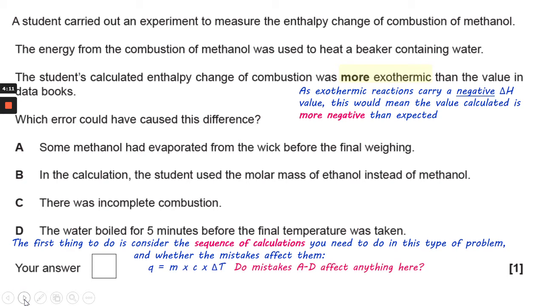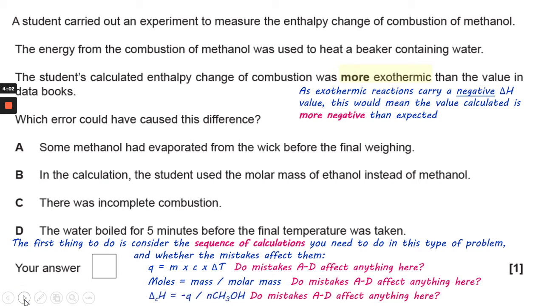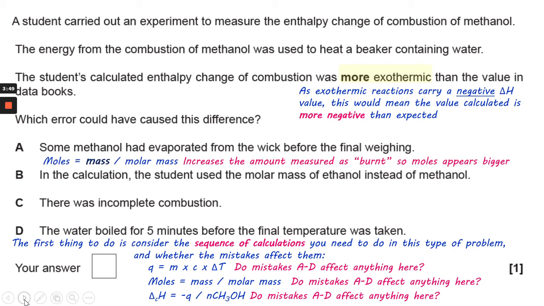Firstly, Q equals mc delta T. Secondly, moles of fuel used is the mass that was burnt over the molar mass of the fuel. And finally, in this case, delta CH is minus Q over the number of moles of methanol. And in each case, you've got to consider, is there anything that mistakes A, B, C, and D might directly affect? So let's think about moles equals mass over molar mass for the first mistake.